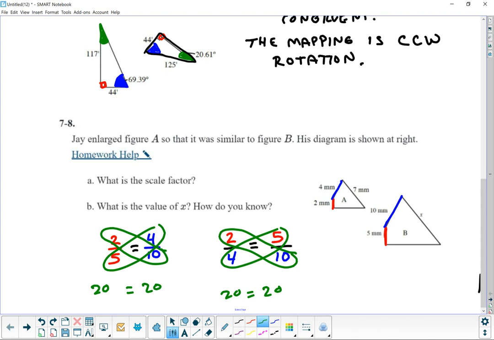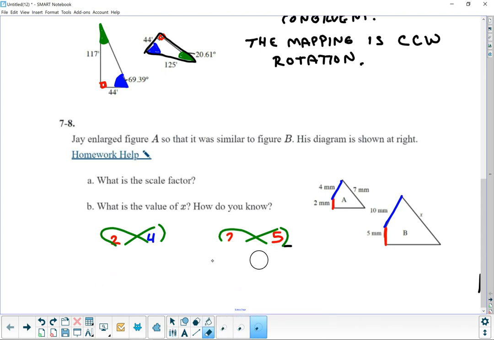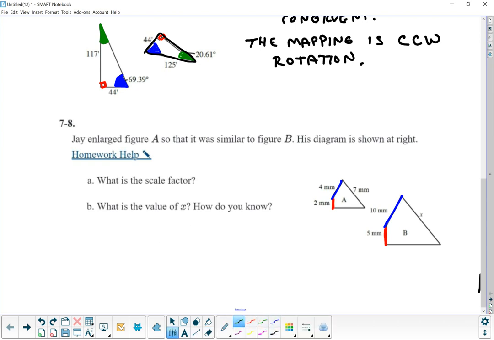The scale factor doesn't matter how you do it again, but actually, scale factor does matter. You've got to go from one triangle to another triangle. You can't do both from one triangle. So the scale factor for part A, I'm going to go ahead and do red to red. So it's going to be 2 first, then to the other red is 5. So scale factor is 2 to 5. Now, if you use 4 and 10, it would be 4 over 10, the same order.